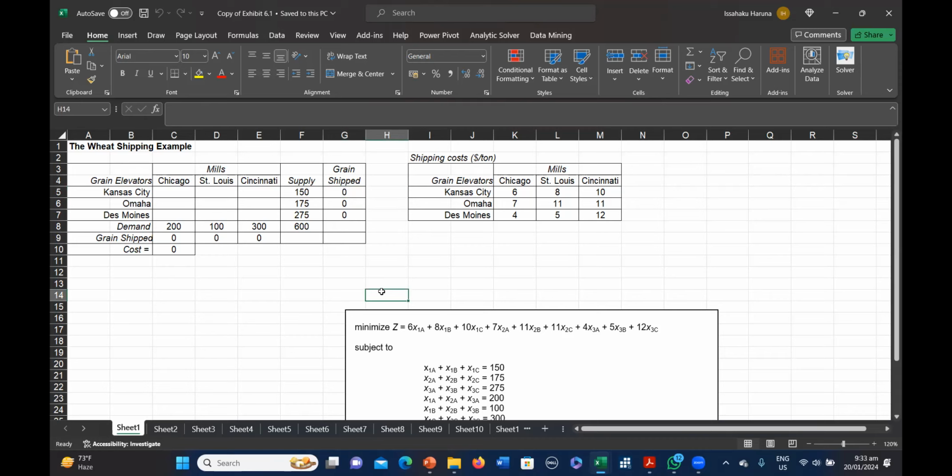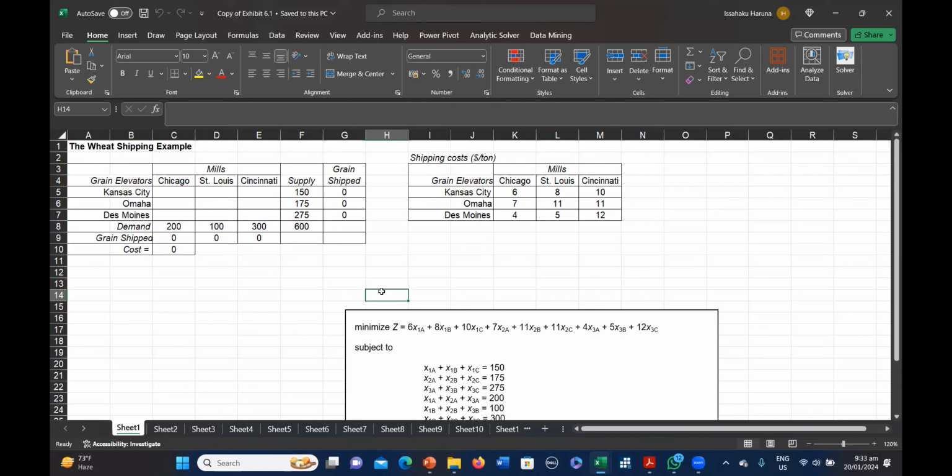Which means that the sum of the items brought from Kansas, Omaha, and Des Moines should satisfy what is demanded in Chicago, which is 200. So this plus that should equal the grain shift. That's this column. Then the same thing with St. Louis. The demand is 100. A sum of these cells should also be 100. So this is a formula cell, this is a formula cell, this is a formula cell.